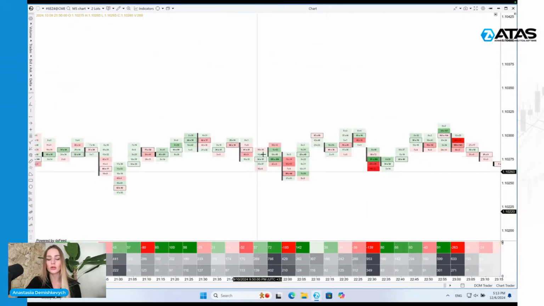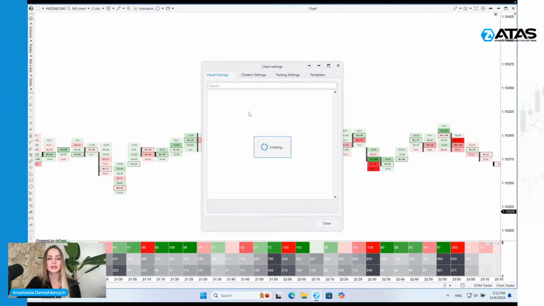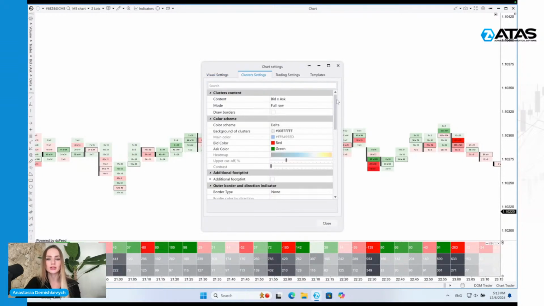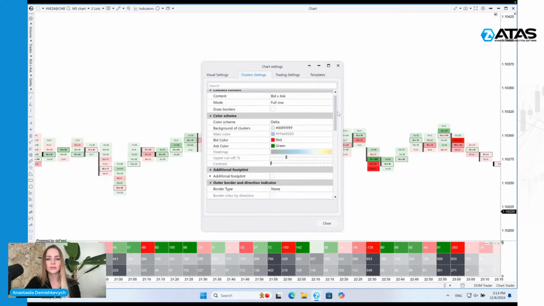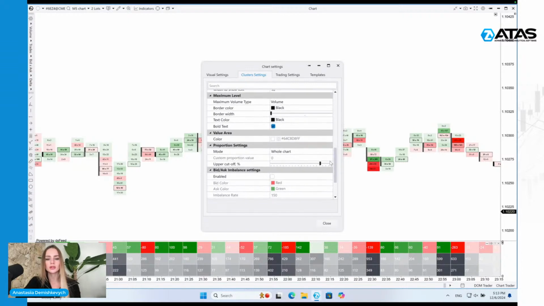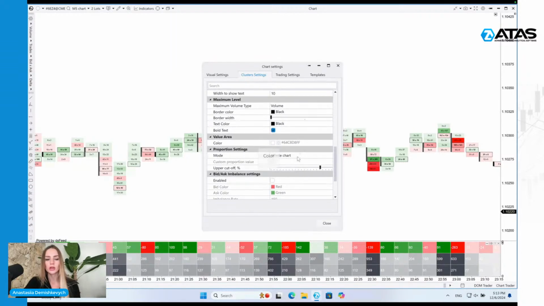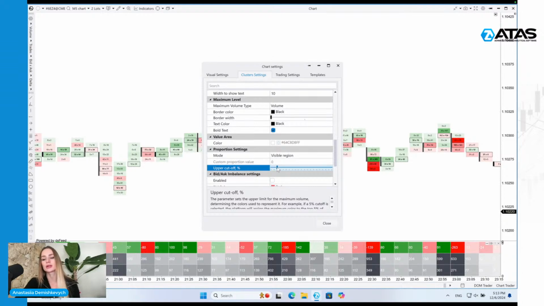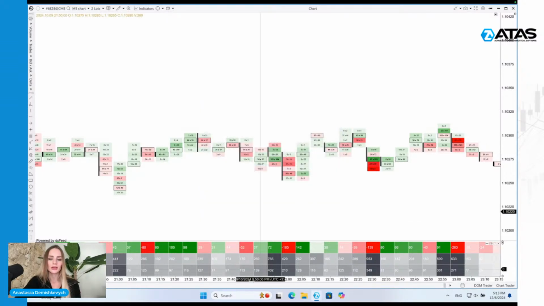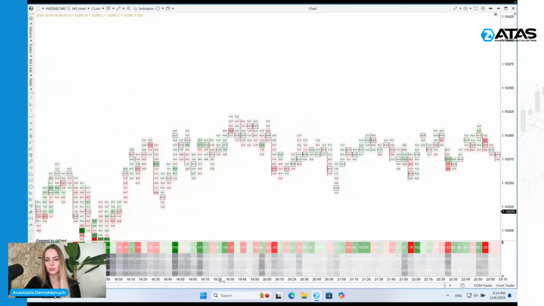Now for my footprint chart also, if you go to the settings, into the cluster settings, footprint settings, so not this, you can also choose the colors. And the most important thing that we need to select is the proportion settings, where you can select either by whole chart or the visible region. We're also going to be using the visible region, and we're going to set our upper cutoff at 10%. So it's also going to be selecting for me the bright deltas, negative or positive deltas, that I actually do need to pay attention to. Okay, so those are the settings for today's webinar that we're going to be using.